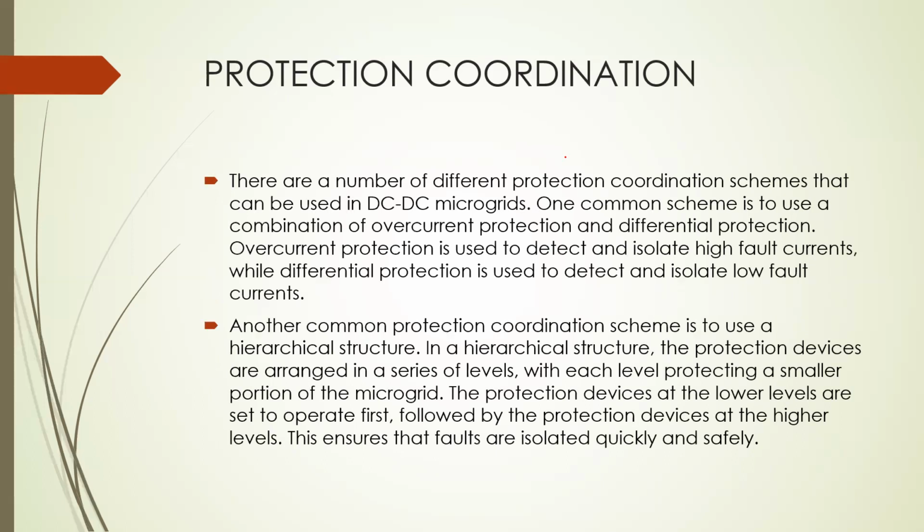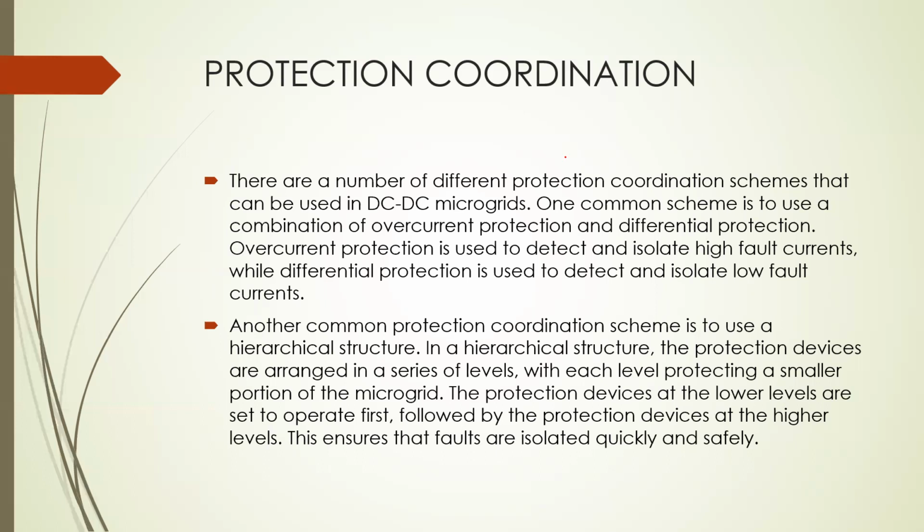There are a number of different protection coordination schemes that can be used in DC microgrids. One common scheme uses a combination of overcurrent protection and differential protection. Overcurrent protection is used to detect and isolate high fault currents, while differential protection is used to detect and isolate low fault currents. Another common protection coordination scheme uses a hierarchical structure.